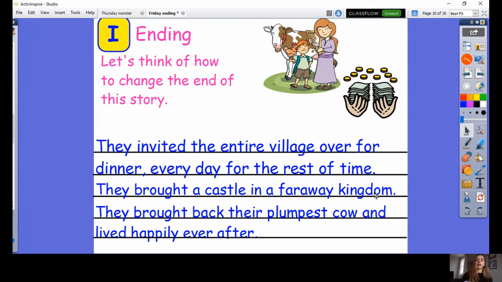Now it's your turn to write down your ideas. You're going to write it down on your sheet of paper. So grab a pencil and a piece of paper or whiteboard and a pen, and you're going to write down some ideas for your ending, trying to be as creative and imaginative as possible, because they can do whatever they want because now they have lots of money. So let your imaginations run wild. I want you to pause the video and write down your ideas and then come back when you're ready to change the next part of our story.